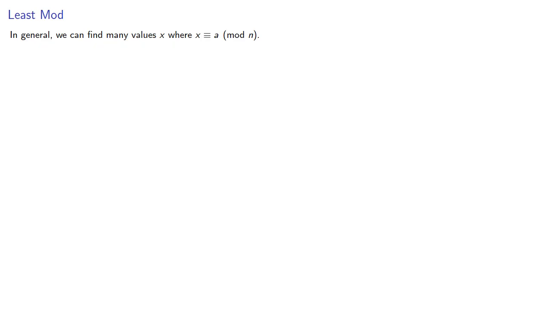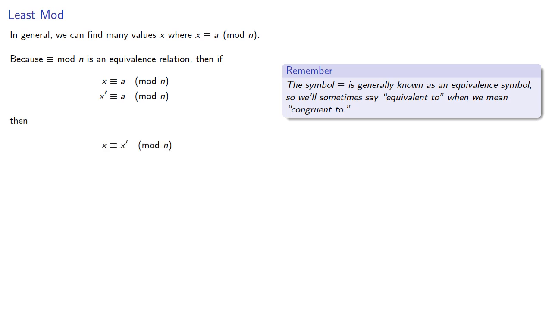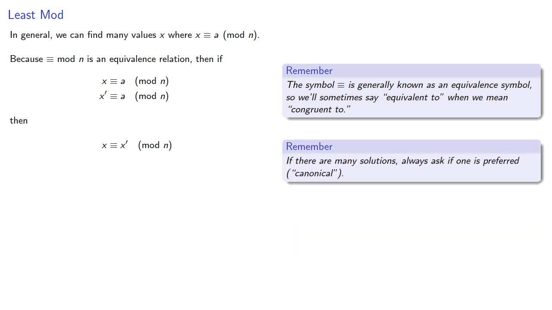In general, we can find many values x where x is equivalent, or again, congruent to a mod n. Because equivalence mod n is an equivalence relation, if x is equivalent to a mod n and x prime is equivalent to a mod n, then x is equivalent to x prime mod n. So, if there are many solutions, always ask if one is preferred or canonical.